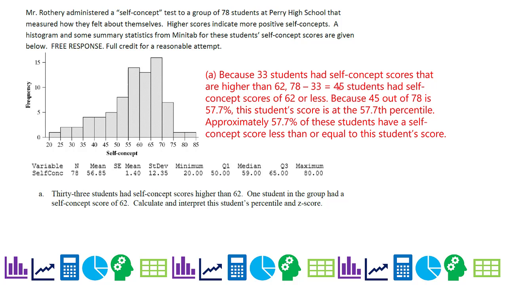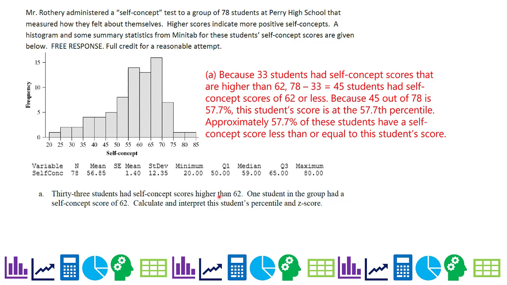And so we had 45 students that had self-concept scores of 62 or less. Oh, how do I know this? Because part A says so. 33 students had self-concept scores higher than 62. Helps to read the question. And 1 student in the group had a score of 62. So that one student is actually going to go in the lower pile. So we have 45 students below 62, and 45 out of 78 is 57.7, which puts them at the 57.7th percentile. Now, if I want to calculate z-score, I need mean and I need standard deviation.